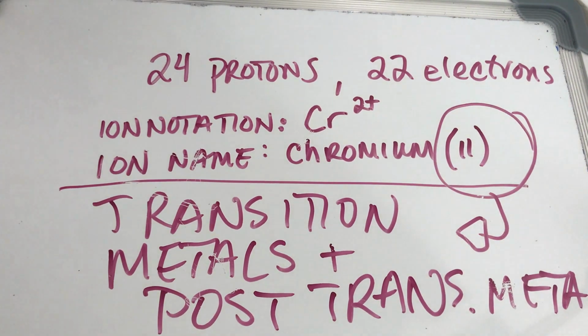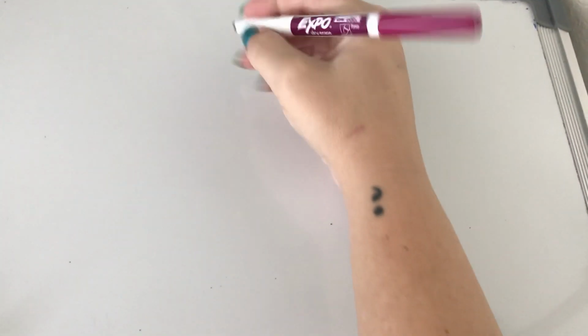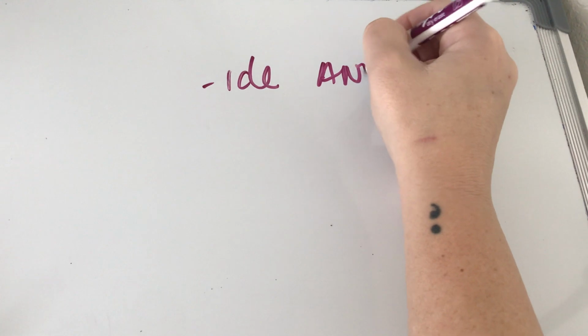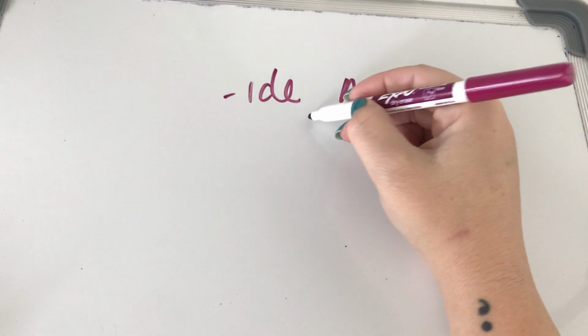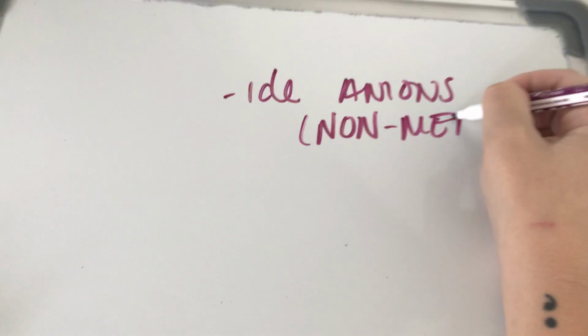All right. And then the questions there about the ides, right? So the IDE ending is only for anions, right? Which are always going to be non-metals.